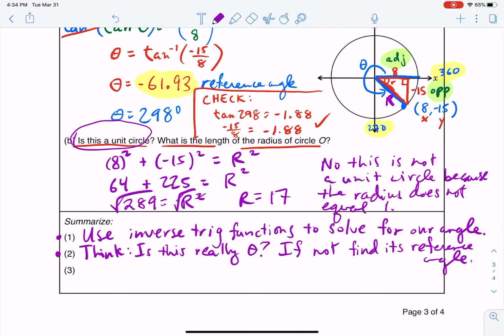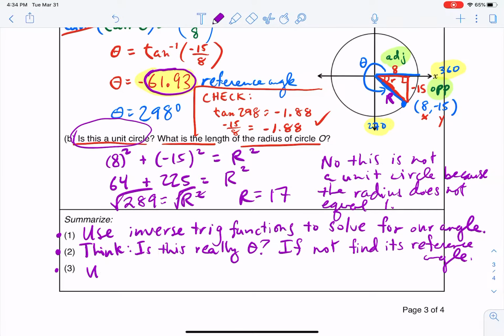So in this case, our reference angle was really that 61.93. Okay, so finally, we're going to use our reference angle to find theta.